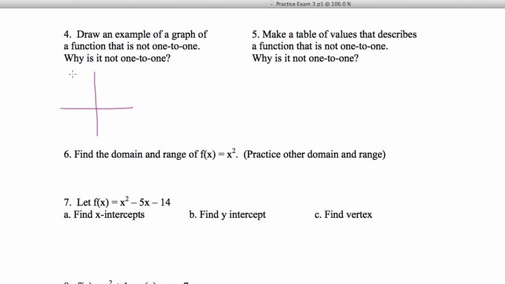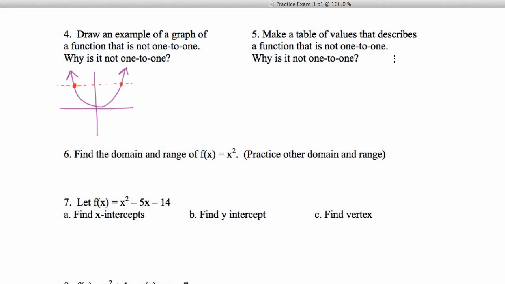So something that is not one-to-one would be like x squared. Because if I draw a horizontal line through this function, it touches in more than one spot. And that means that one y value goes with more than one x value. So this is not one-to-one because it does not pass the horizontal line test.